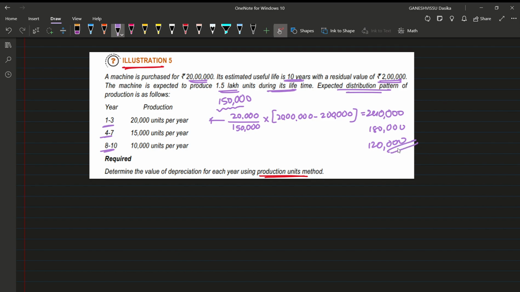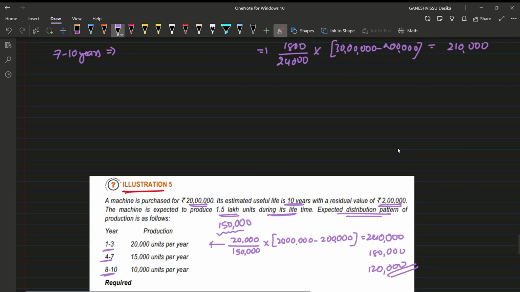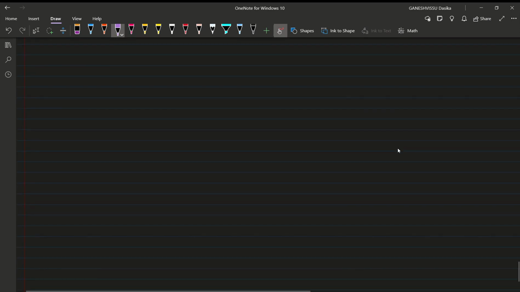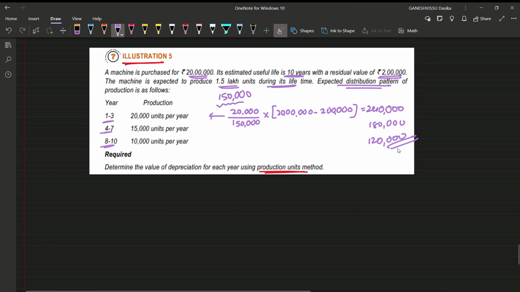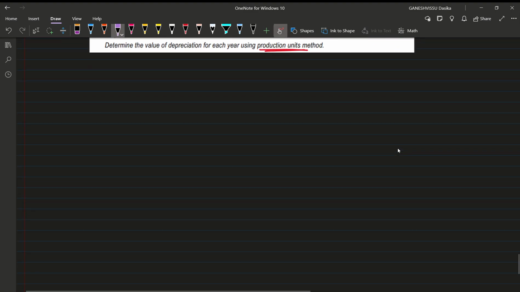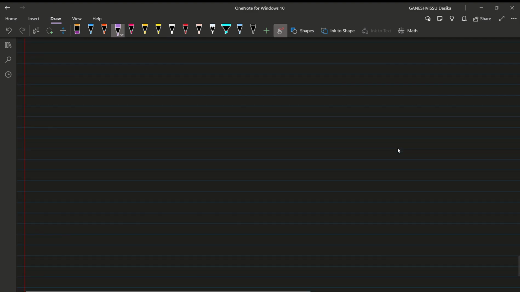I think you have understood how to do these problems, these three illustrations. The depletion method is also there, but it is not in our syllabus. But of course we are going to discuss that question also in the next video, which is illustration number 6.1.